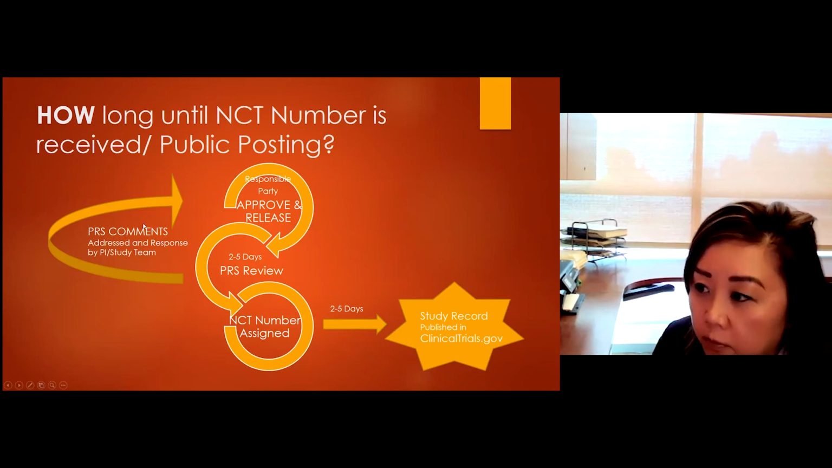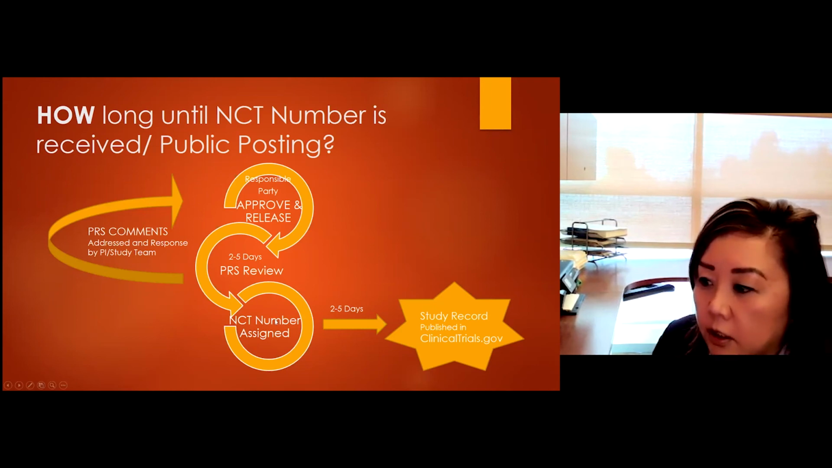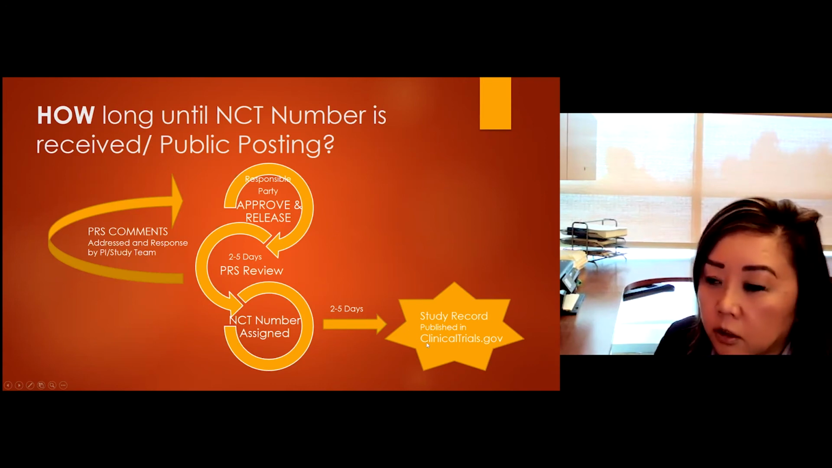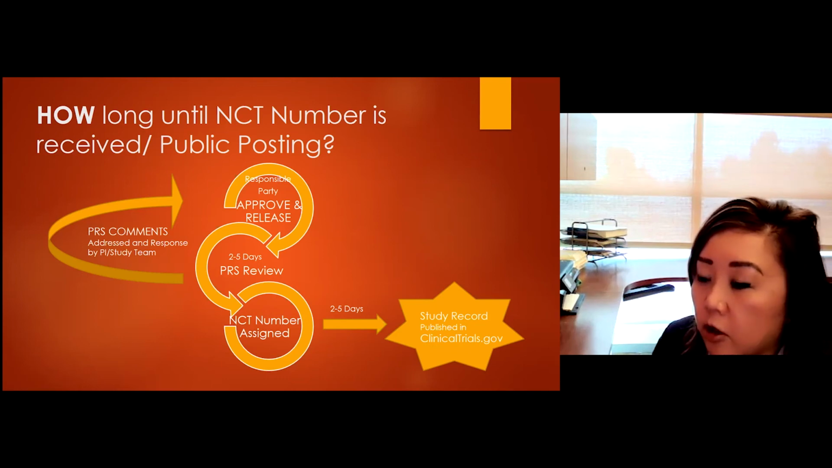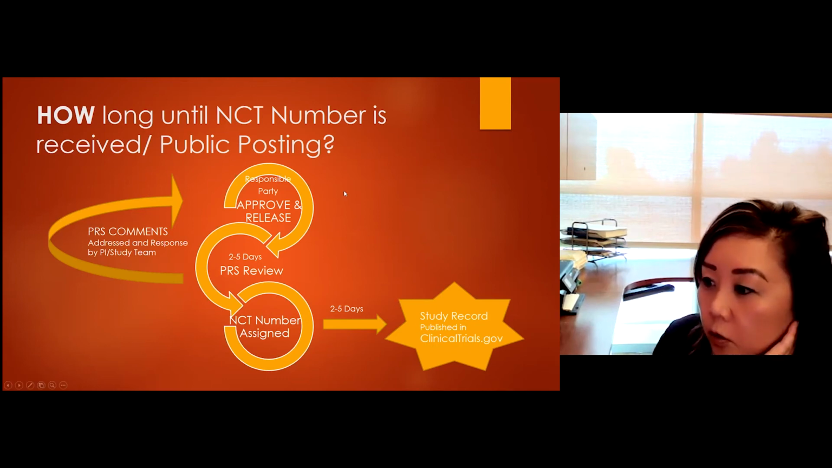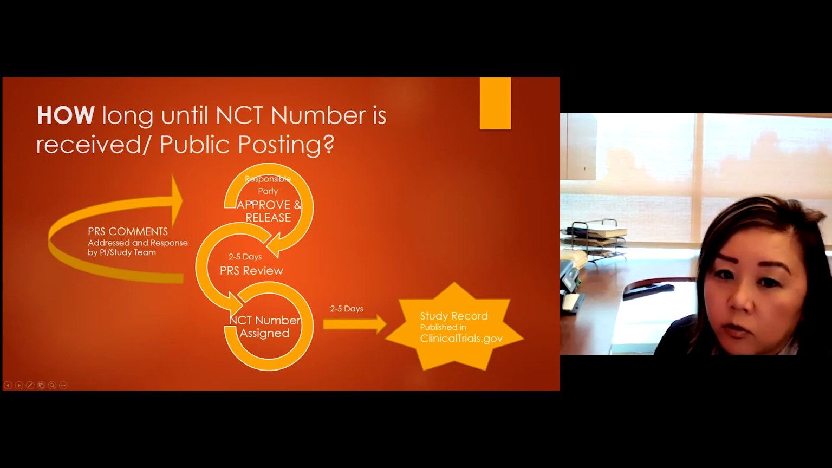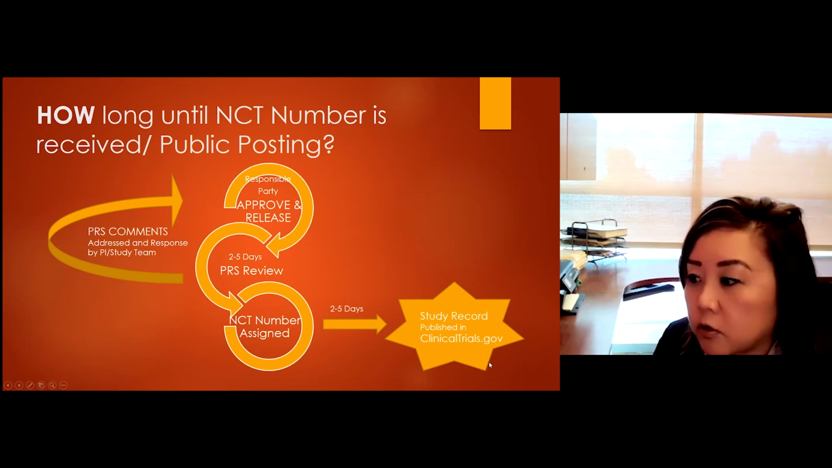If there are no comments, then the NCT number will be assigned. That will take another 2 to 5 days for the study record to be published in clinicaltrials.gov. So hopefully, if there are no issues, the quickest turnaround could be a week to 2 weeks. But if there are comments, it's going to wait for you to address those comments before it goes through the process for posting.